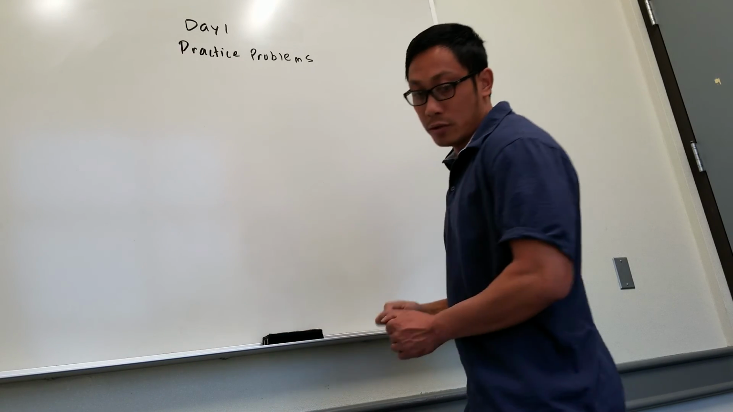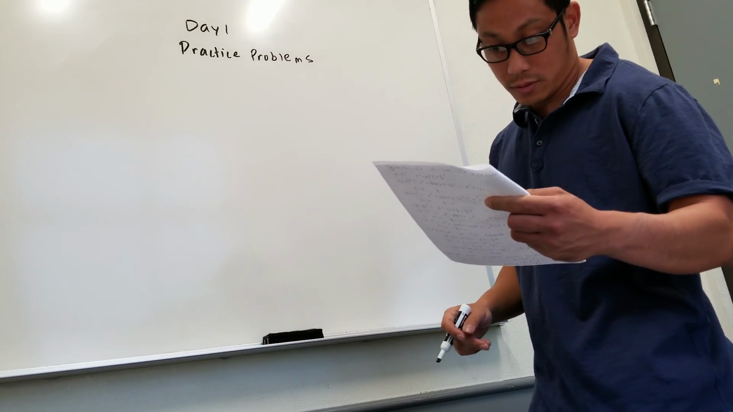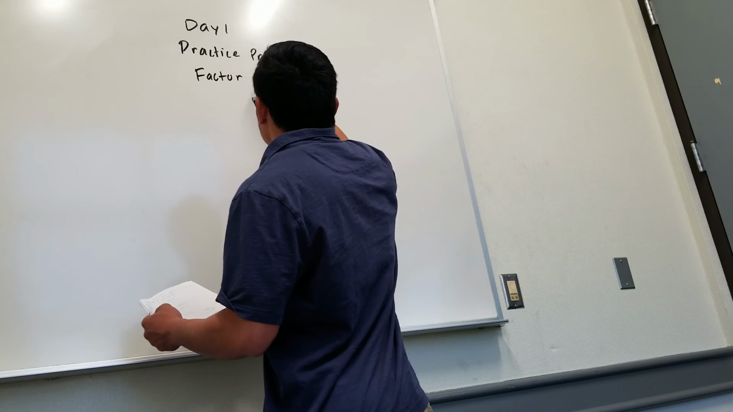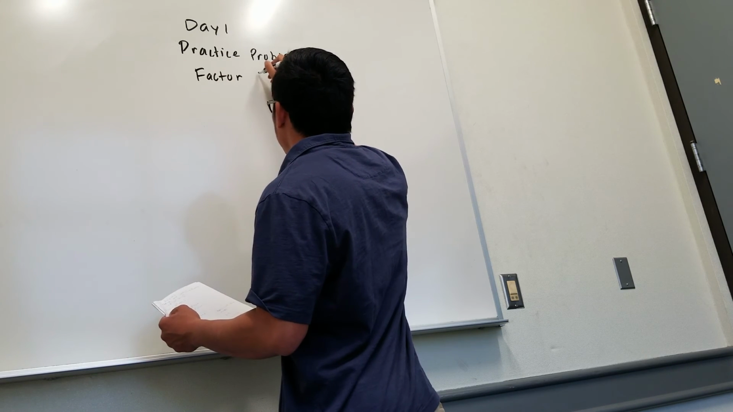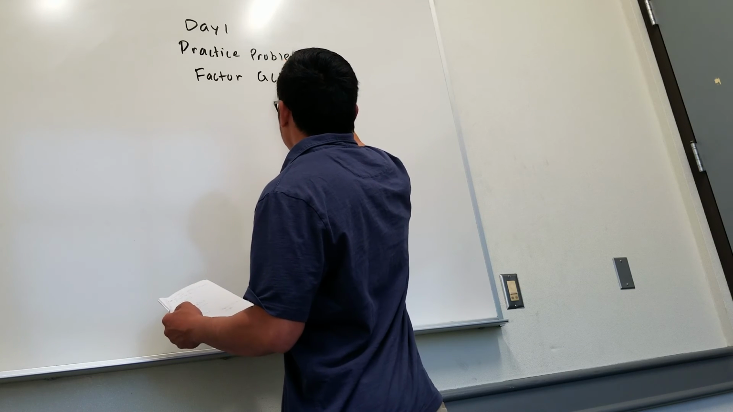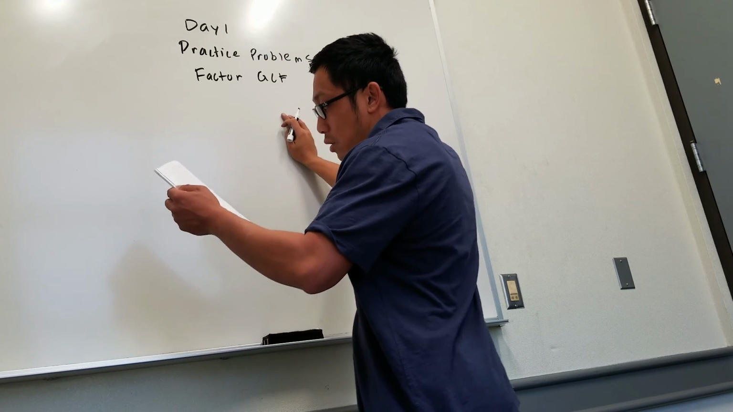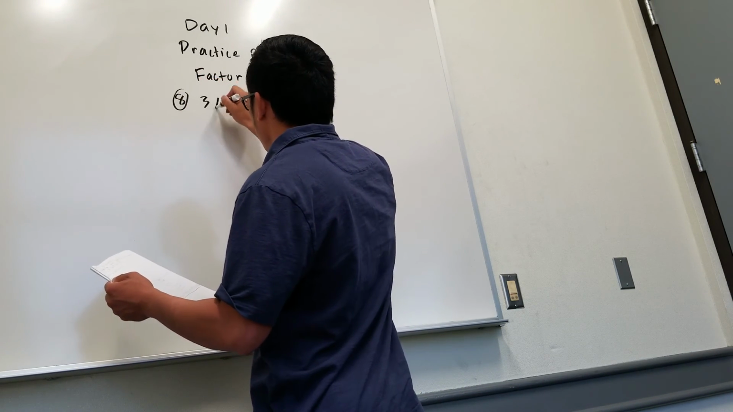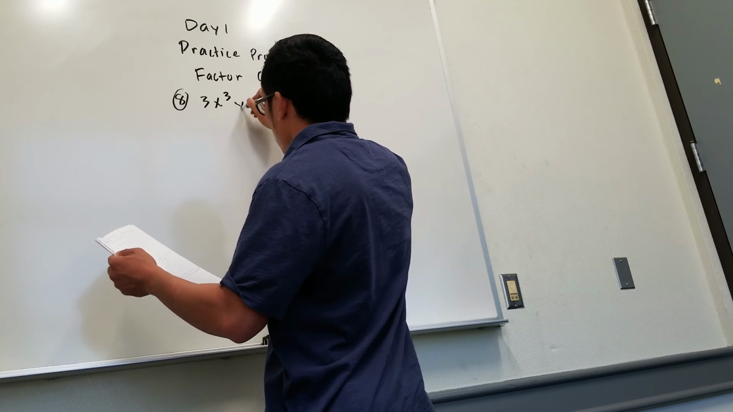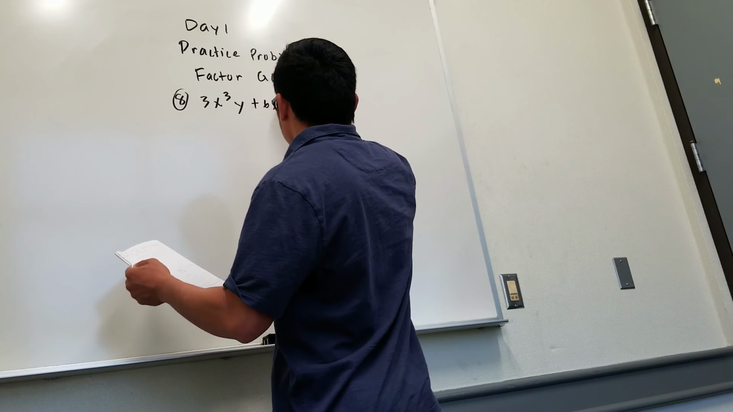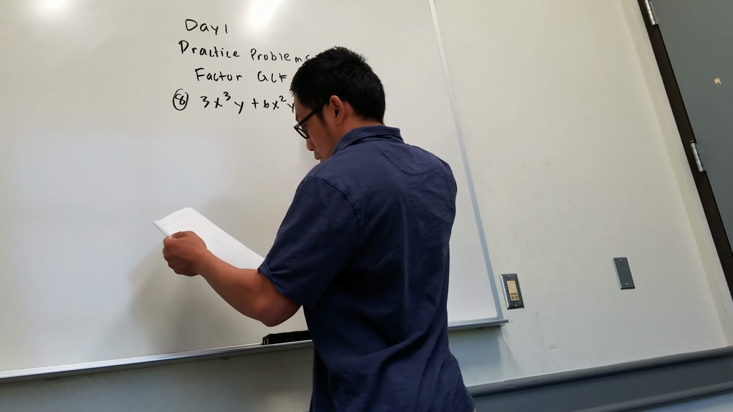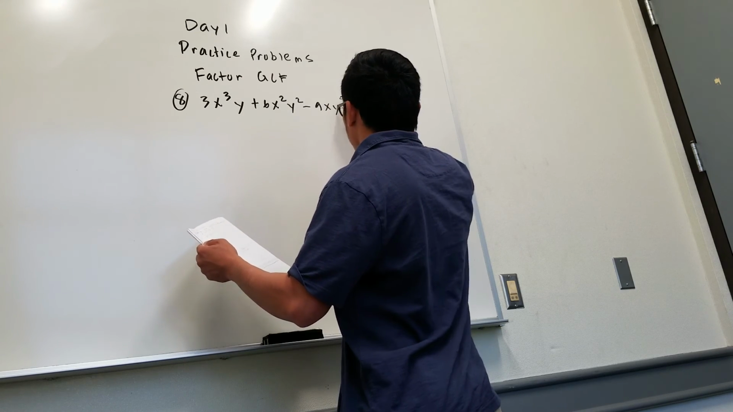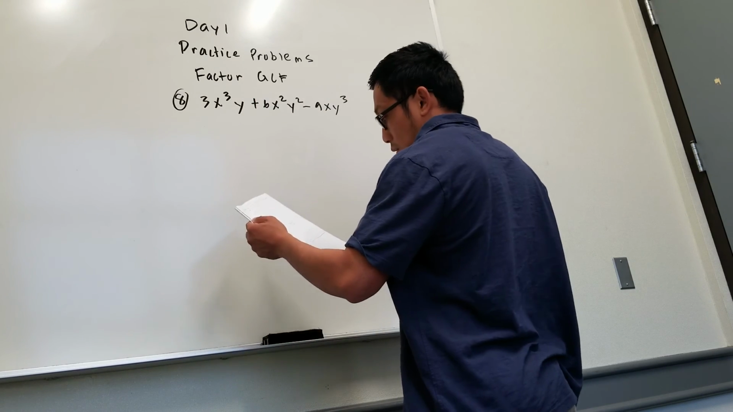Now what we're going to do is called factoring GCF. Factor out the GCF. GCF is the greatest common factor. It's called GCF for short, but it's really the same thing as greatest common factor. So let's do another problem. We have 3x cubed y plus 6x. Try it out.